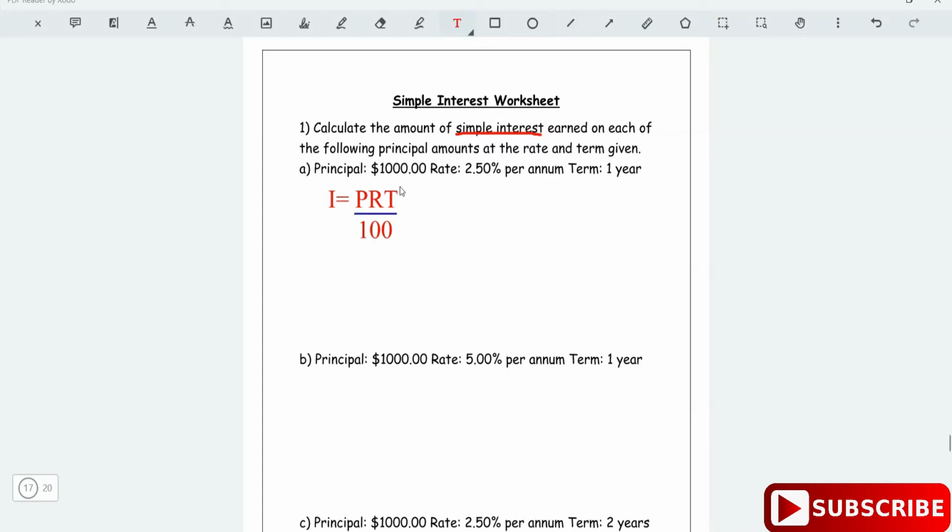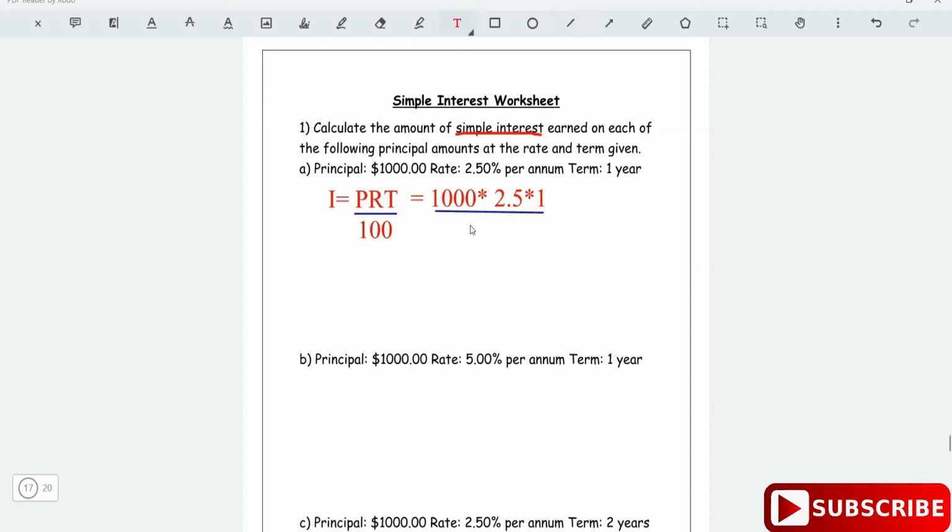Now, what is the principal? The principal right there is 1,000. So it is 1,000 times the rate. The rate is 2.5%. That is the rate, 2.5%. As a decimal, it is 2.5 over 100. So it's 2.5 times the time. The time is 1. And this is all being divided by 100.